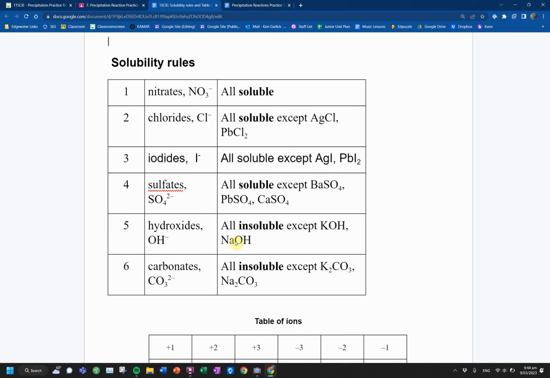The other thing I'm checking is my sulfates. Sulfates, it says all sulfates are soluble except barium, lead, and calcium. I had sodium sulfate. Should that be soluble? Yes, because all sulfates are soluble. So we have identified what the precipitate is.